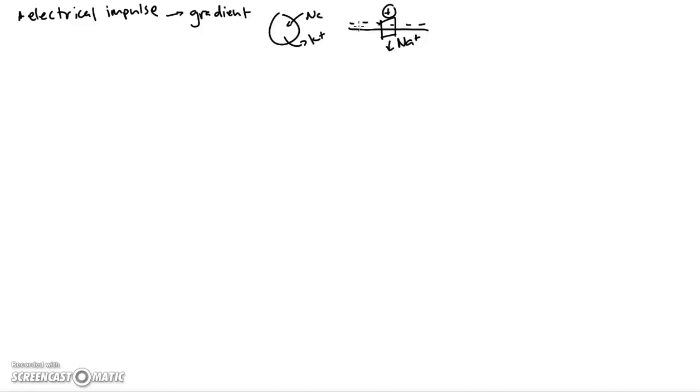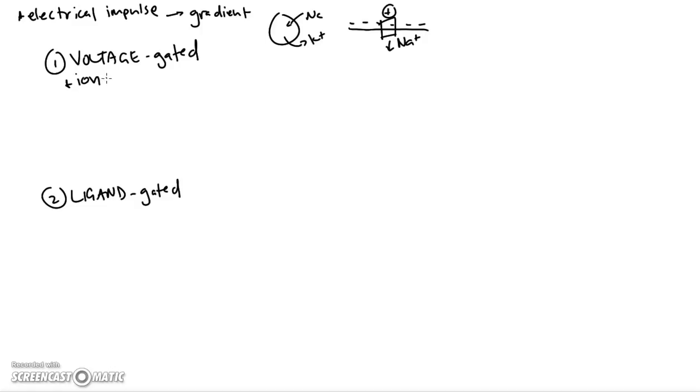Okay, so we can categorize the movement of whether it be ions or neurotransmitters into two different worlds. And the way I would understand it is, on the one hand, we have voltage-gated movement, and on the other hand, we have ligand-gated. Now, voltage-gated, in this case, we're talking about moving ions.